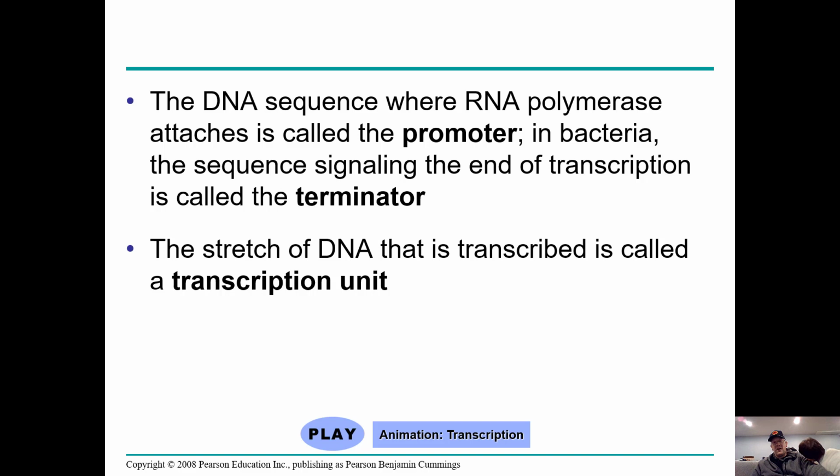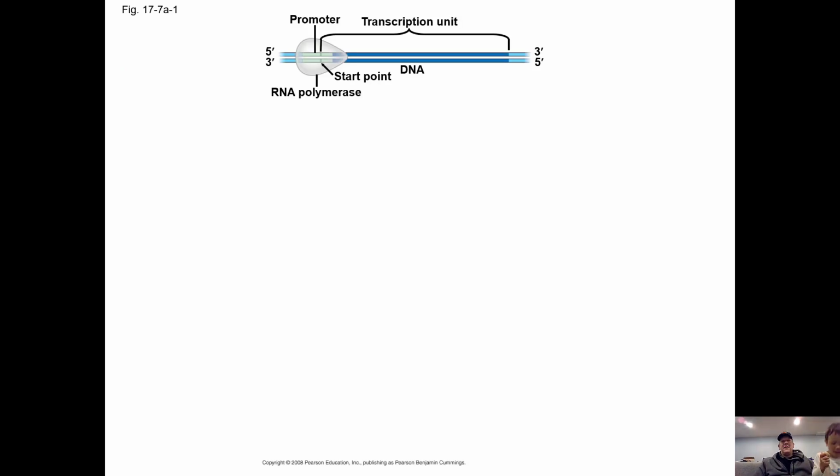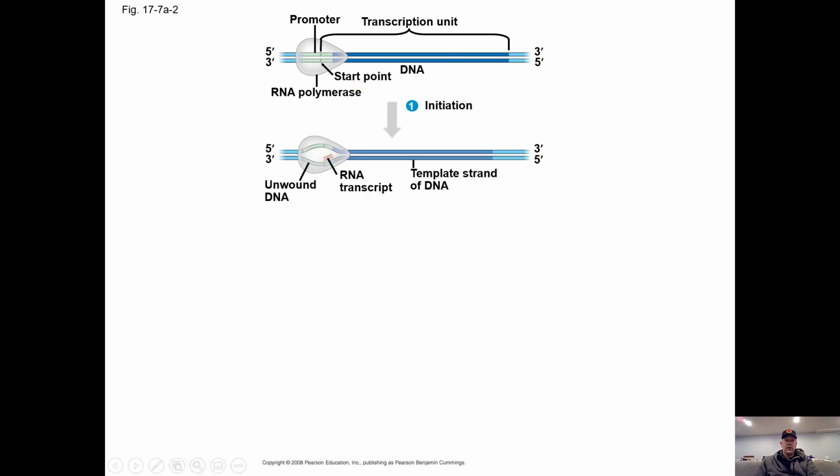Basically, it just comes along. It finds something called a promoter. The promoter is the area where the RNA polymerase is going to bind. You can see from this picture, it's like a starting point. So it finds the promoter, and our gene is going to be downstream from the promoter. It opens up the DNA, and it starts making the messenger RNA.